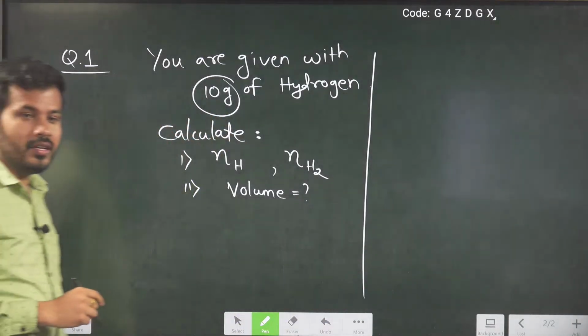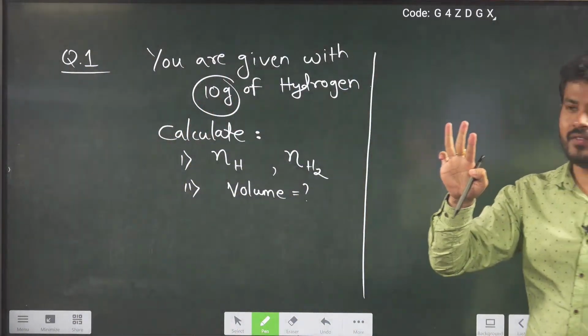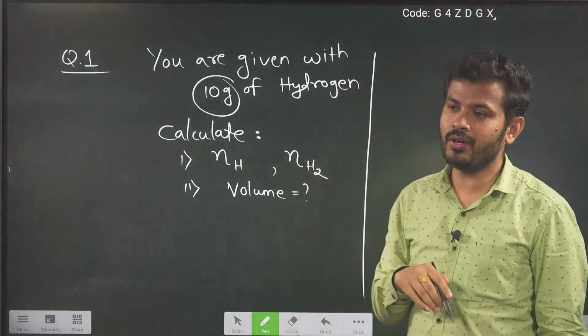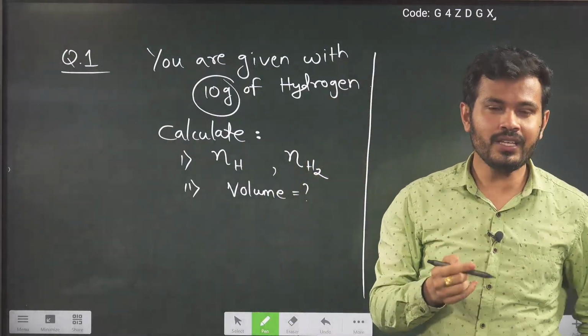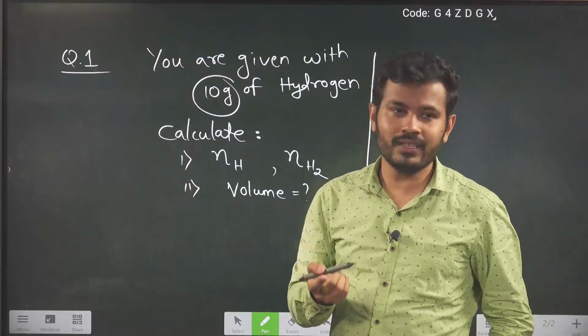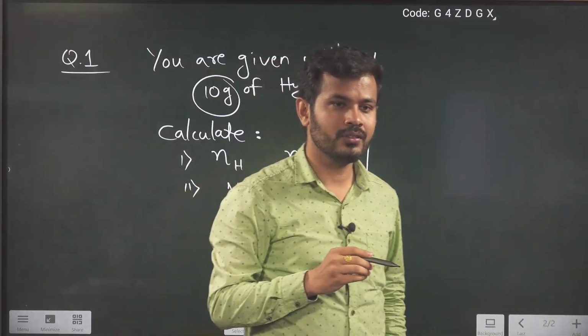So what I told in the Y map is that 3 parameters will be given, and from those parameters, first and foremost, what is the thing we have to calculate? Tell me, what needs to be calculated first of all? That is the number of moles.